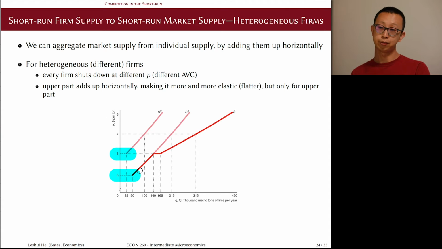This way, if different firms have different shutdown points, even though you may have many firms in the market, the aggregate market supply curve will not be perfectly flat.